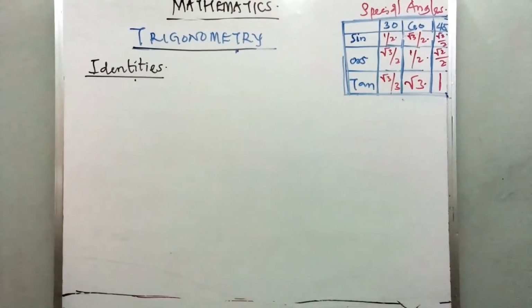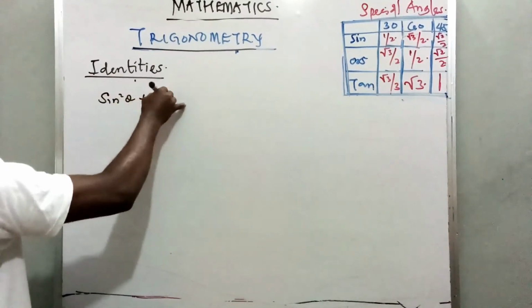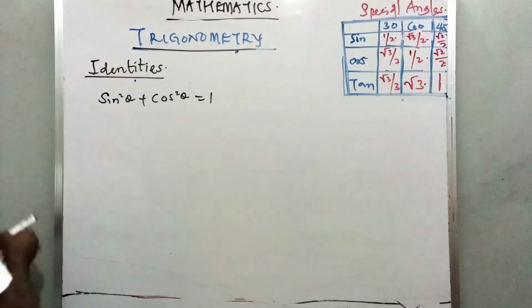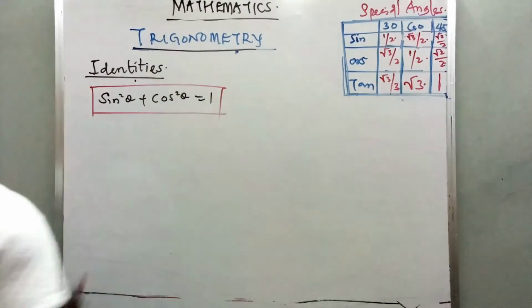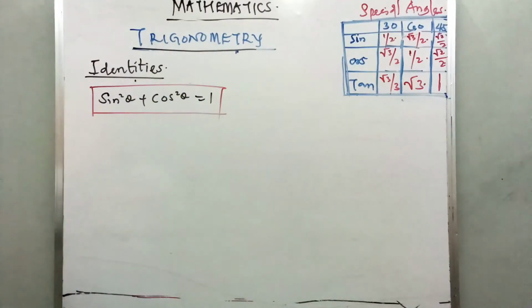Now, talking about identities, now we have sin squared theta plus cos squared theta is equal to 1. Now this is a very, very important relation. So I'd like you to note it. Now from this relation we can get different other relations.